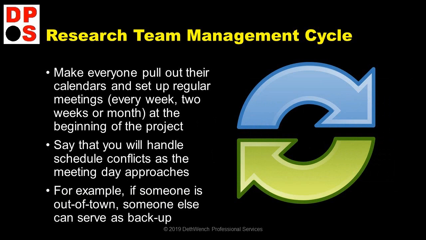Let's start by talking about the research team management cycle. When a research project starts, you put together a research team, and then, in order to start getting some work done, you need to set up regular meetings. Make everyone pull out their calendars, paper or electronic, it doesn't matter, and put research meetings on them. Pick a time when everyone can come and schedule regular research meetings every week, 2 weeks, or month, depending upon your study's timeline for the duration of the research project.